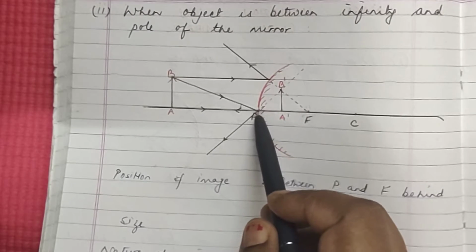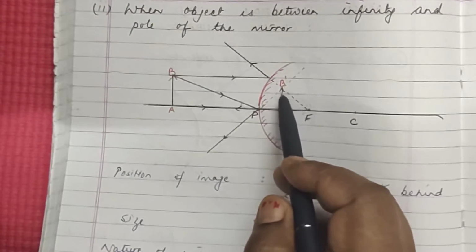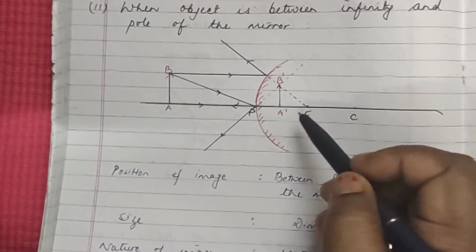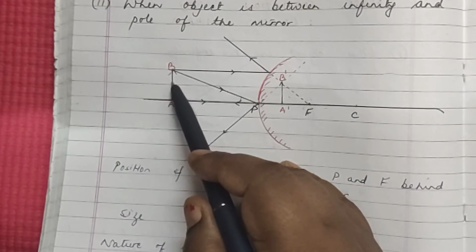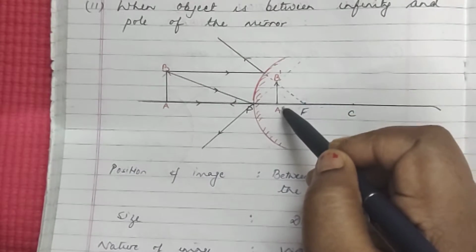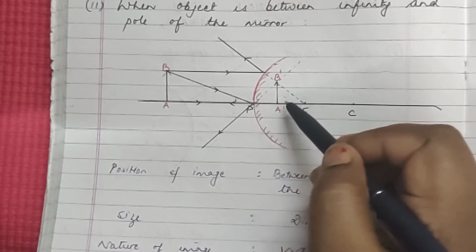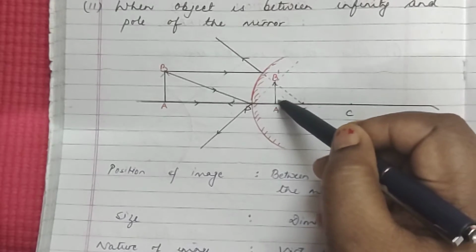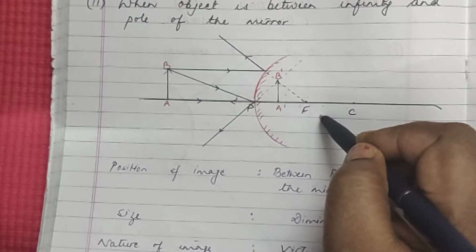So it is making equal angles, and after reflection, when you extend it backward, the two rays of light intersect between P and F. What do you find? That the size of the image is again diminished, smaller than that of the object. Secondly, it is above the principal axis, so it is virtual and erect. And where is the position of the image? It is between P and F, size diminished, and nature virtual and erect.